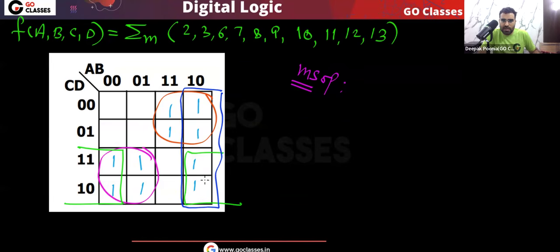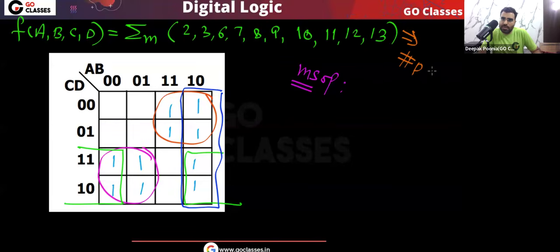These are the four size cubes, or I can say four size prime implicants, we have created. There is no other prime implicant. There is no 2 size prime implicant. There is no 1 size prime implicant. That's it. These are the prime implicants. So actually here you can easily see some extra information.